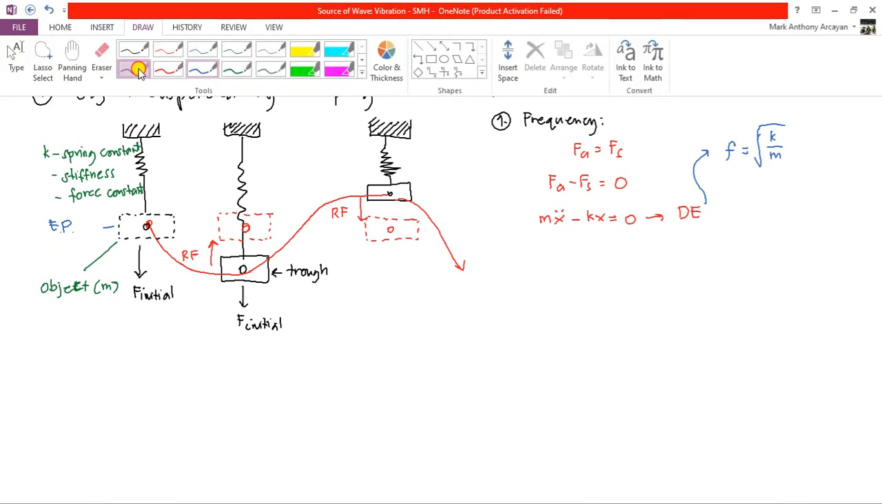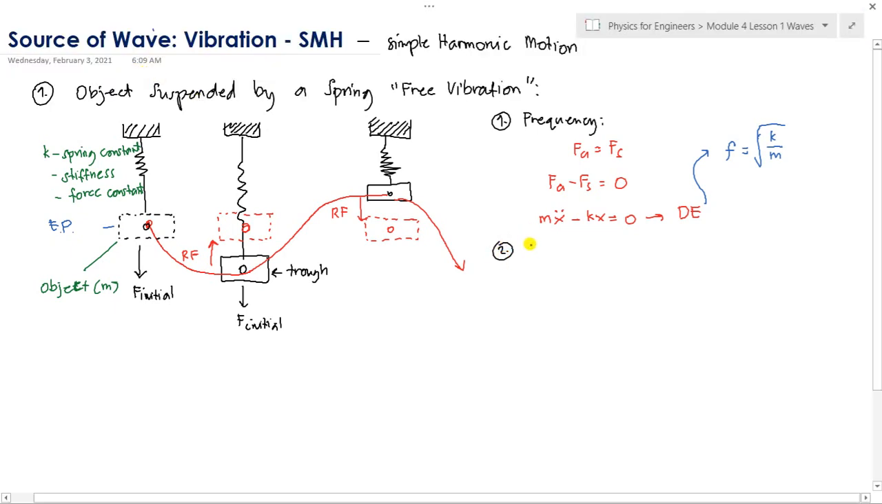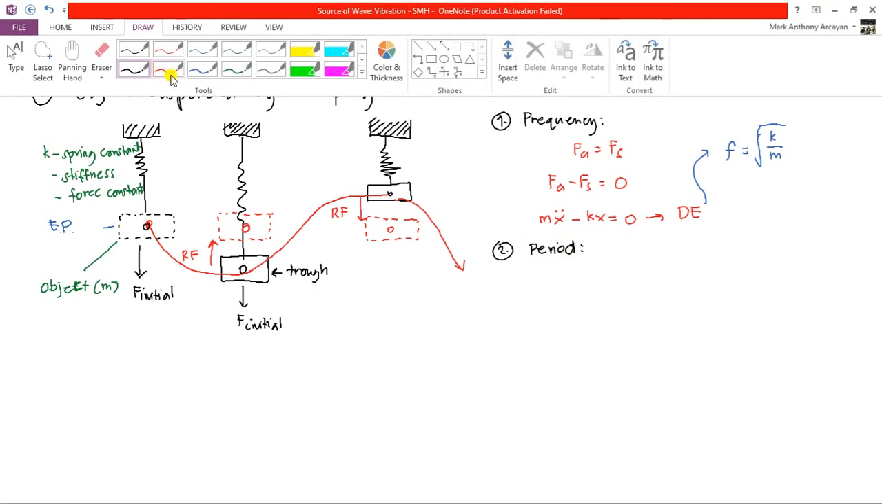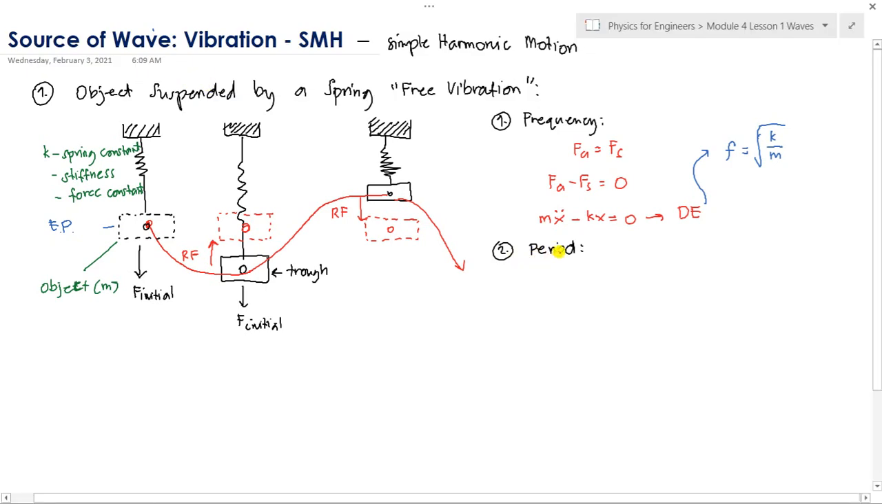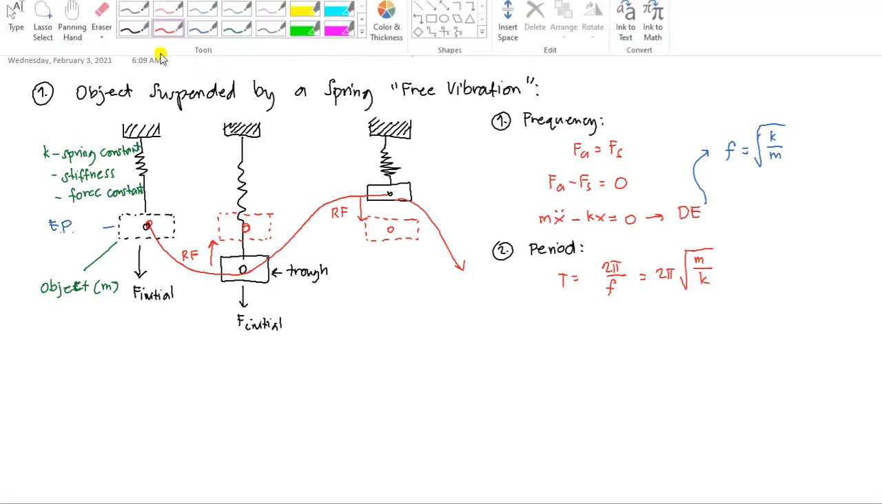Second, we have the period. The period is simply the inverse of the frequency, in terms of seconds. So our formula for the period, T, is equal to 2 pi over the frequency, which equals 2 pi square root of m over k. So remember this, class.